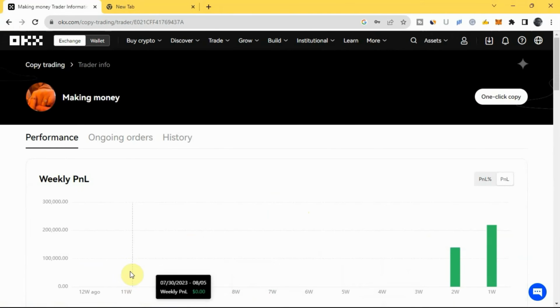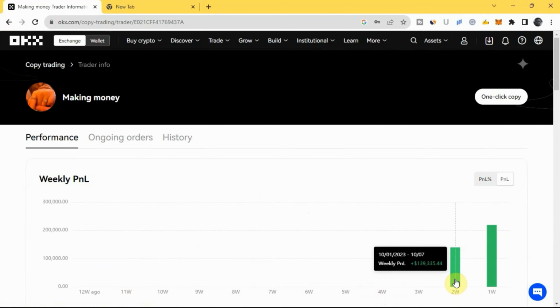You can see this trader did not trade for some time. And then 2 weeks ago, this trader made $139,000. And then 1 week ago, this person made $218,000. So you can see this person has made huge profit within the last 2 weeks. So you can easily copy this person.